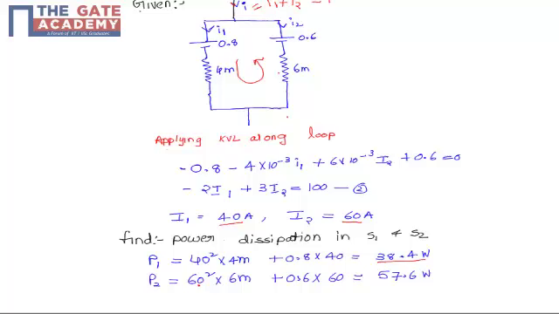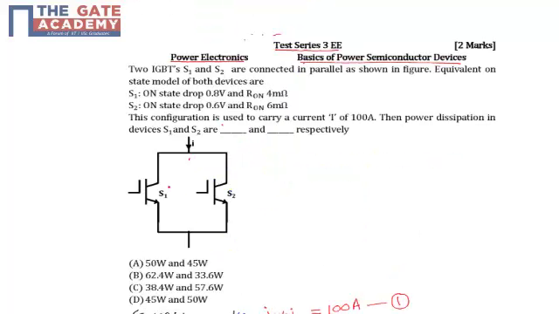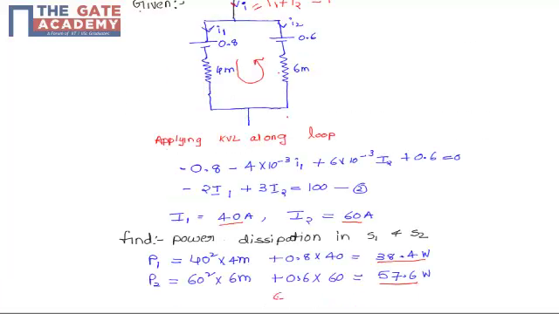This is the power dissipation in S1, and the power dissipation P2 is given as I2 square R plus the voltage drop. I2 is 60 ampere, the resistance is 6 milliohms, plus the voltage drop in S2 is 0.6 into the current I2, which is 60. After solving this, we get the power dissipation in S2 as 57.6, which is option C.